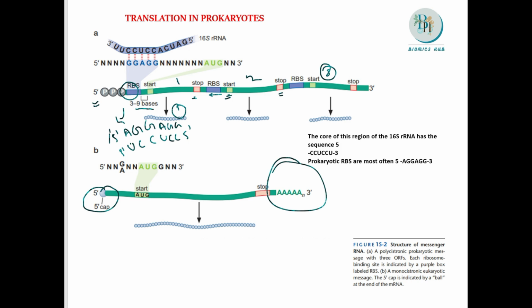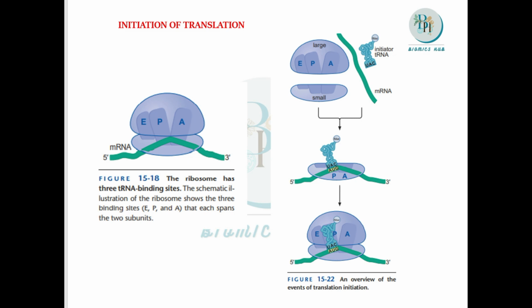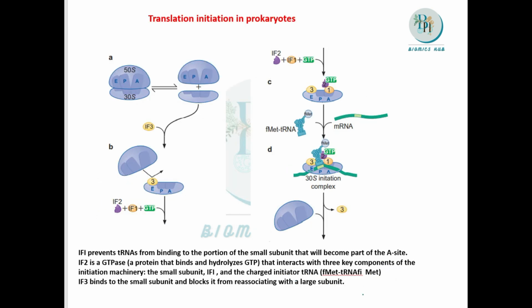So let us see the process of translation. The first step is the initiation. For the initiation, it first requires the dissociation of the 70S ribosomes. The large subunit and the small subunit should first be dissociated. Then it requires the mRNA and the initiator tRNA. For this process to be done, it requires some initiation factors. They are initiation factor 1, initiation factor 2 and initiation factor 3.